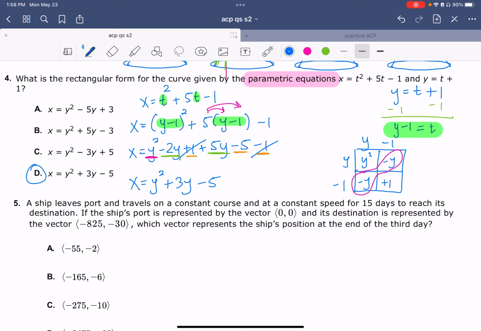Okay, so again, just solve for t, using either x or y, and then plug t into the other equation you haven't used yet.